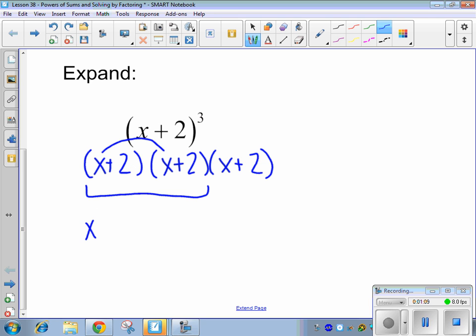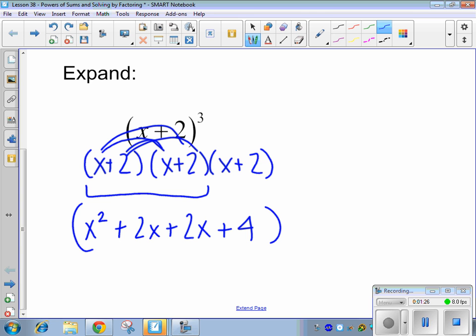X times x gives me x squared. X times 2 is plus 2x. Then I'm going to go to this guy. 2 times x is another plus 2x. 2 times 2 is plus 4. We want to make sure this is all in parentheses still because we're still multiplying. It needs to be in parentheses, and then we have an x plus 2 on the end.